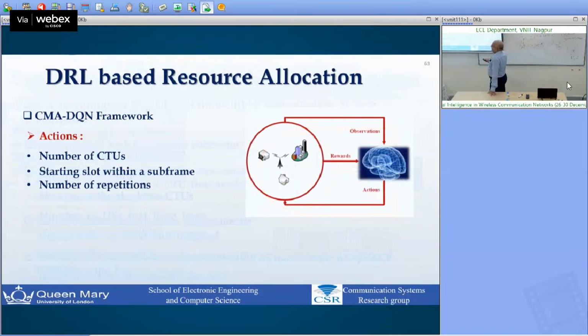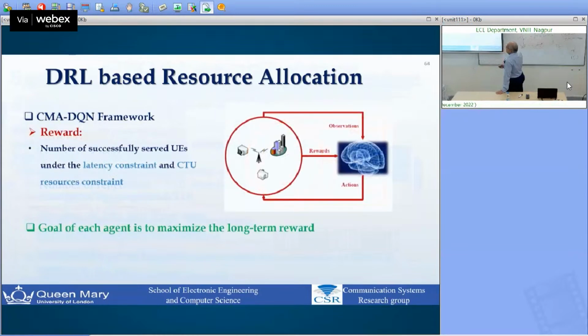Earlier we had the first agent and the third agent. Now we have one more agent. That agent dynamically tells the user equipment, okay, this starting slot is better because the user equipment packet will arrive at a different time slot. So according to that, you select this configuration. Therefore, these 3 agents cooperatively maximize the number of devices successfully served. Same reward like earlier. The observation is the same, the reward is the same.